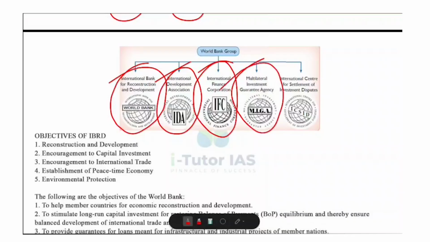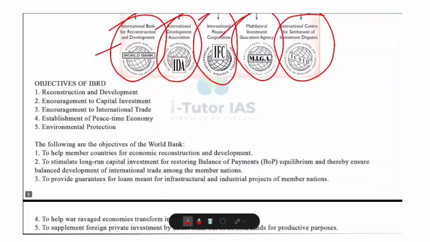Next one, Multilateral Investment Guarantee Agency, and the purpose is to provide political risk insurance and credit enhancement to encourage foreign investment in developing countries. And the last one, International Center for Settlement of Investment Disputes, and the purpose is to provide facilities for arbitration and conciliation of investment disputes between foreign investors and host countries. So think of World Bank group like a family: IBRD and IDA, then IFC, MIGA and ICSID.